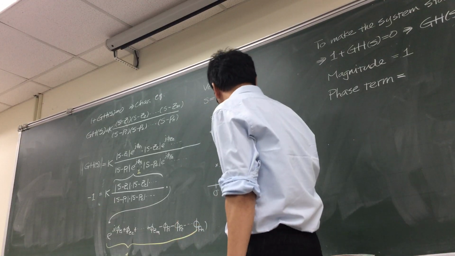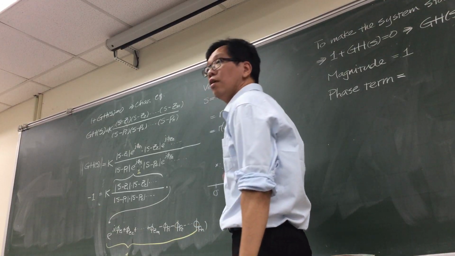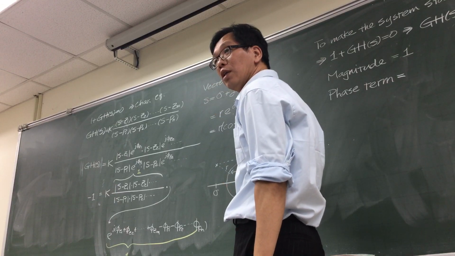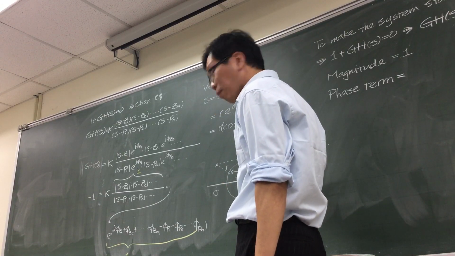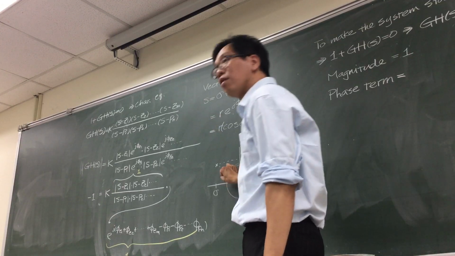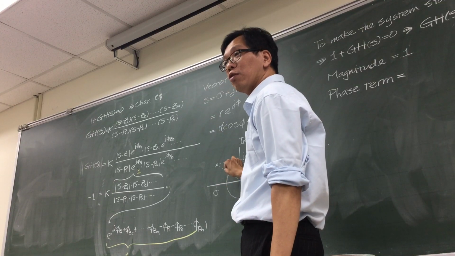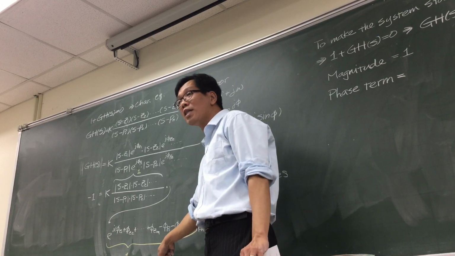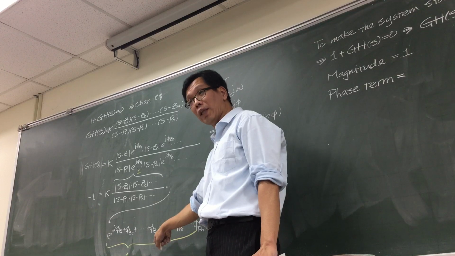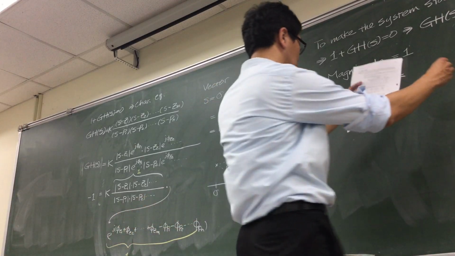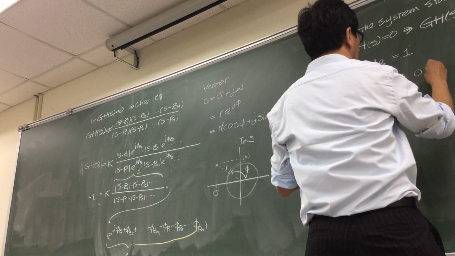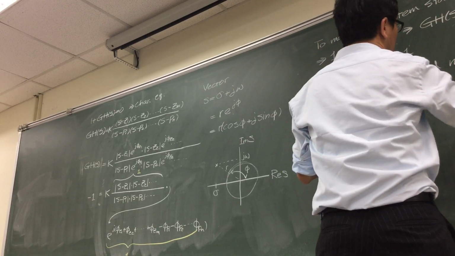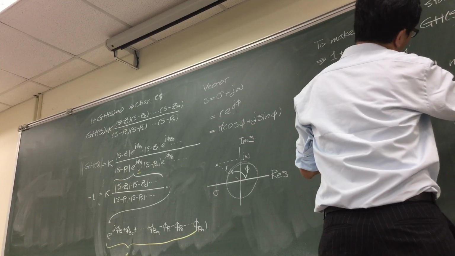If I rotate from here to here, it's -1. If I rotate another 180 degrees, it becomes what? 1. But if I rotate another 180 degrees, what do I have? -1. So when I say it's -1, it's not always 180 degrees. It's actually an odd multiple of pi.